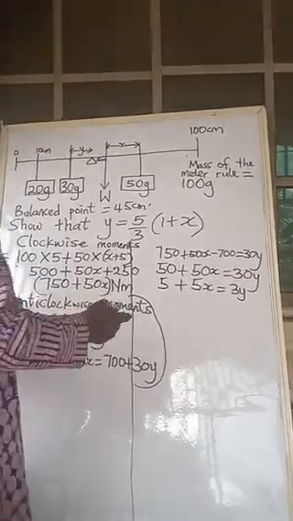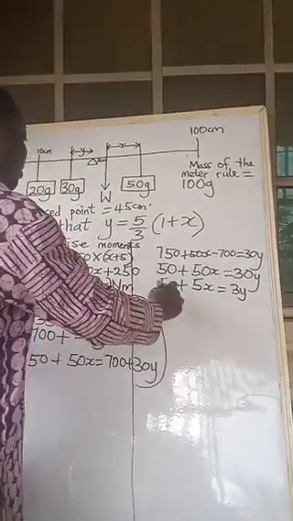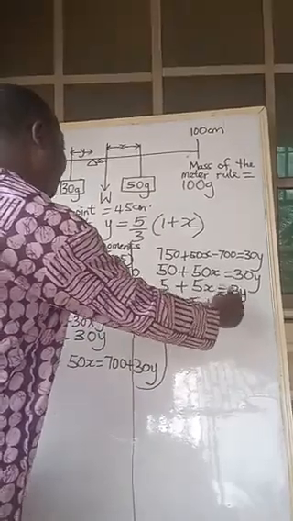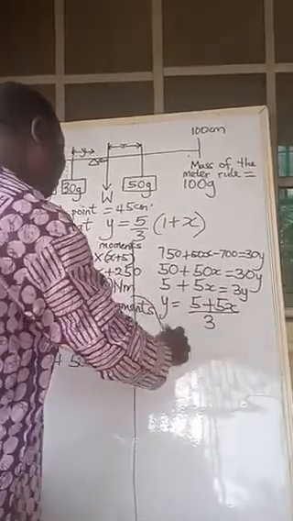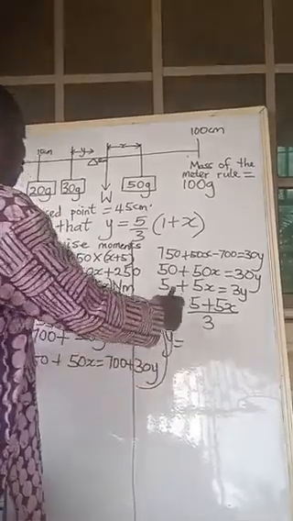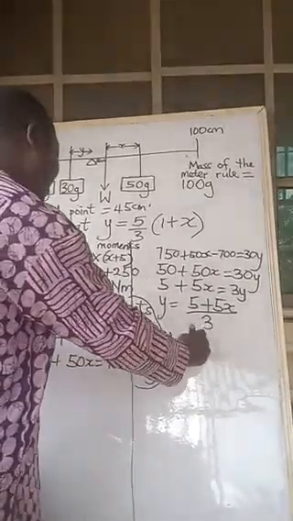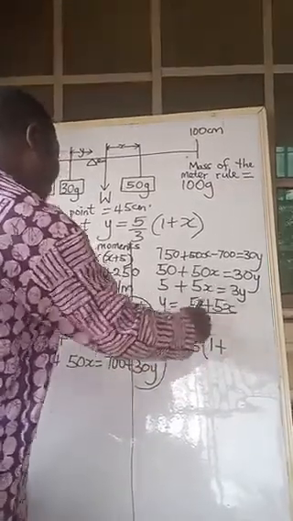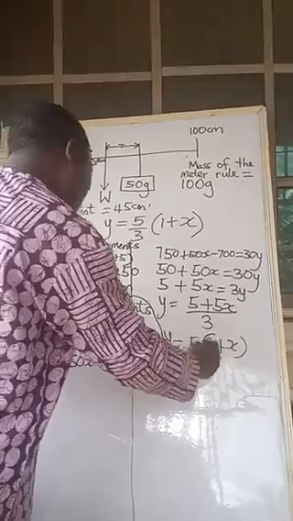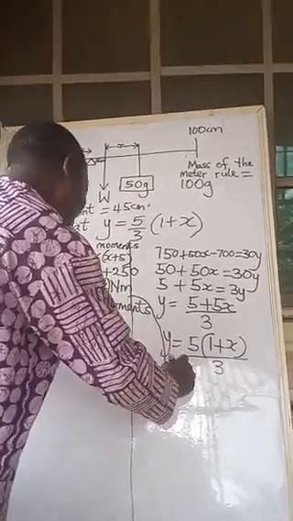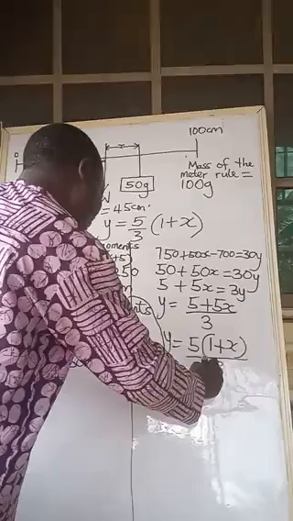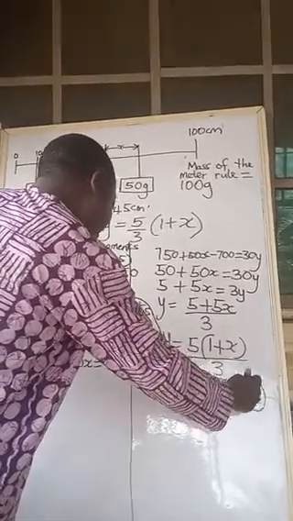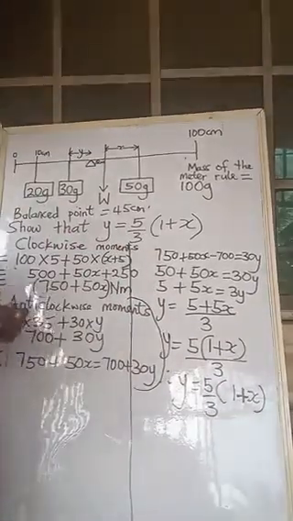Then the next step is to divide both sides by 3. And we now have y is equal to 5 plus 5x, all divided by 3. And 5 is a common factor here. I want to factorize, and this becomes 5 bracket 1 plus x, all over 3. Therefore, y is equal to 5 over 3 open bracket 1 plus x close bracket. And that is what we are asked to prove.